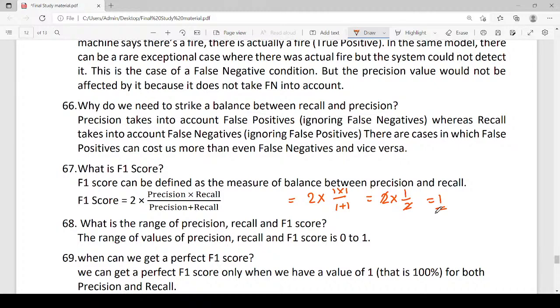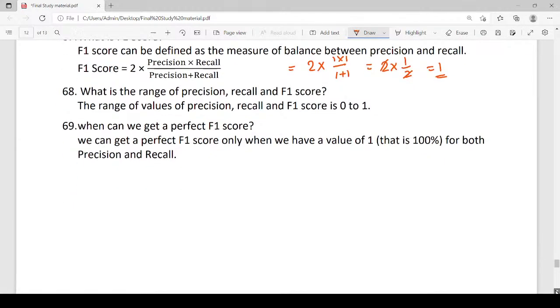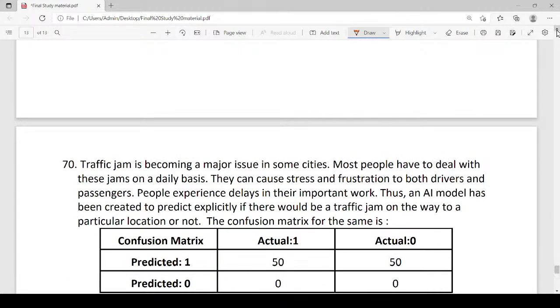Excellent. Now a last question, you may be given a scenario to calculate the accuracy, precision, recall and F1 score. Now this is the last question taken from the textbook about traffic jam. Here as you can see, a confusion matrix is given, prediction is given 1 and 0. That means this is yes and no. Actual 1 and 0. This is your reality. I told you where they mention actual, it is the reality.